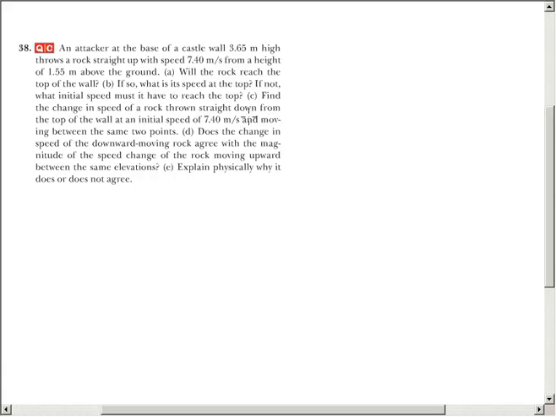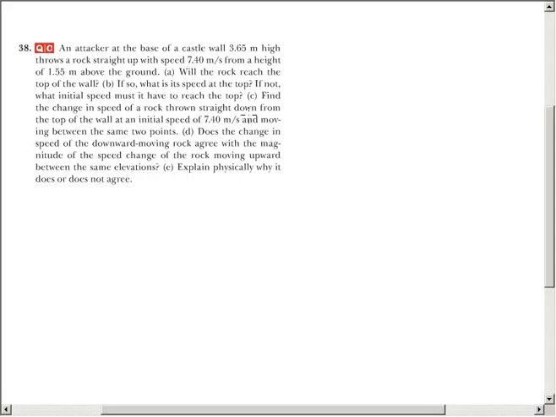Alright, the problem comes from Chapter 2, One-Dimensional Motion, from Edition 8. An attacker at the base of a castle wall, 3.65 meters high, throws a rock straight up with a speed of 7.4 meters per second from a height of 1.55 meters above the ground.